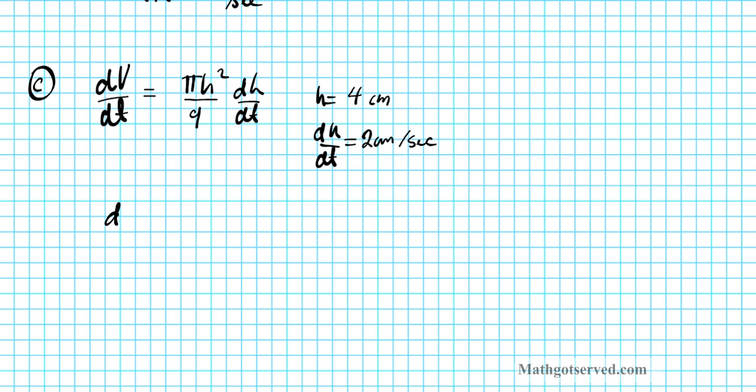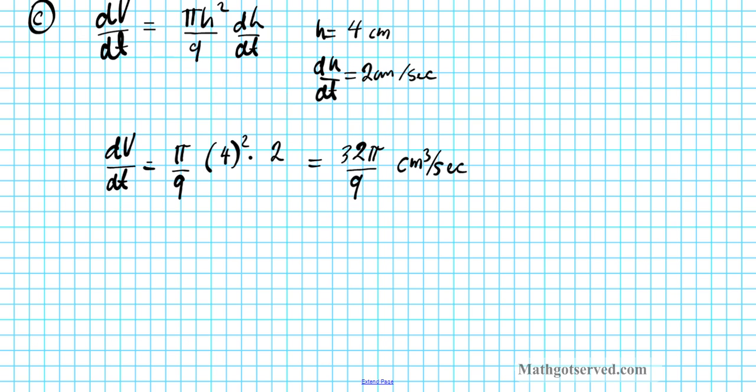dV/dt equals pi over 9 times 4 squared times dh/dt, which is 2. So this becomes 4 times 4 is 16, times 2 is 32. We have 32 pi over 9. And the unit is centimeter cubed per second. This is volume per time.